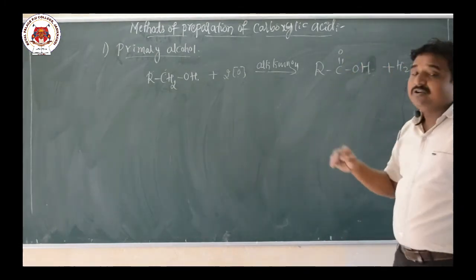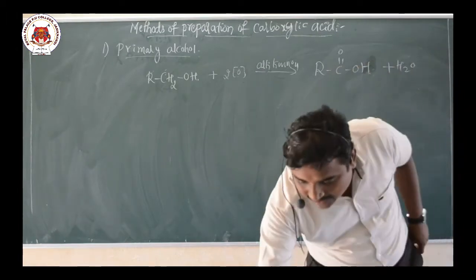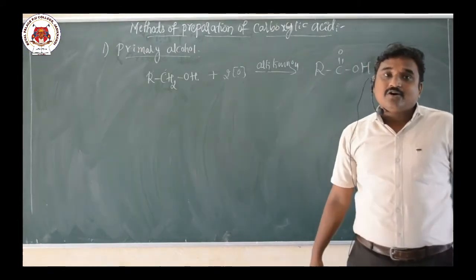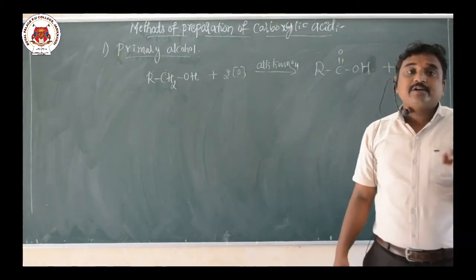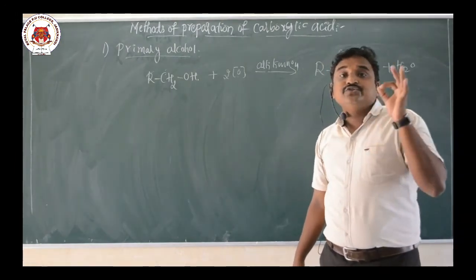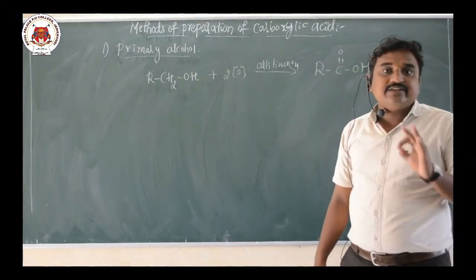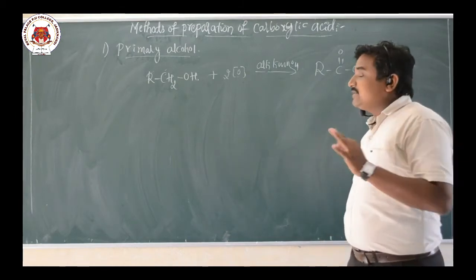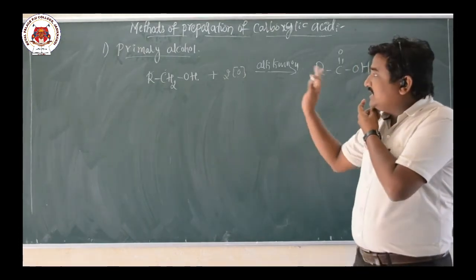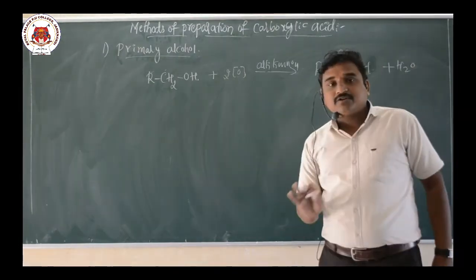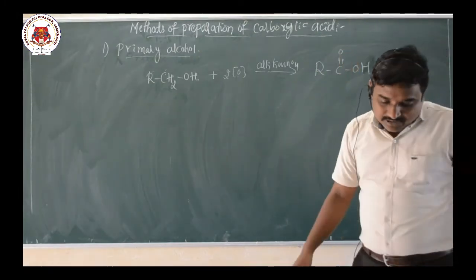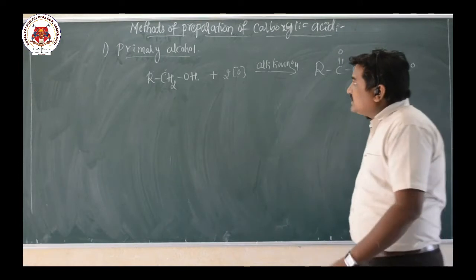So in the presence of an oxidizing agent like alkaline or acidified KMnO4 or K2Cr2O7 or acidified chromium trioxide. The acidified chromium trioxide is called Jones reagent. Acidified chromium trioxide is called Jones reagent. Here I have written the general reaction for the oxidation of the primary alcohol that gives carboxylic acid. Now let me take one example.